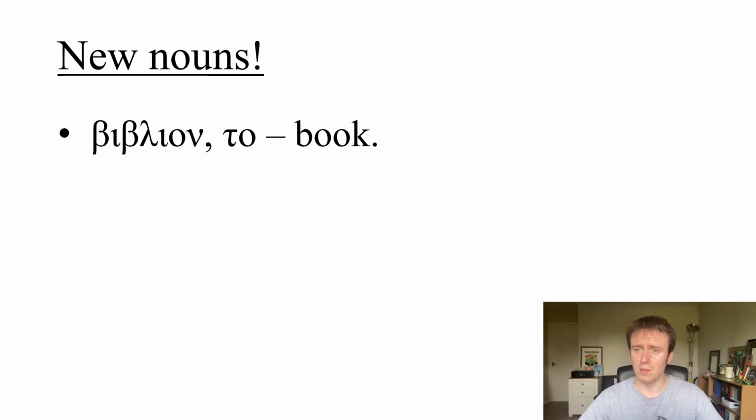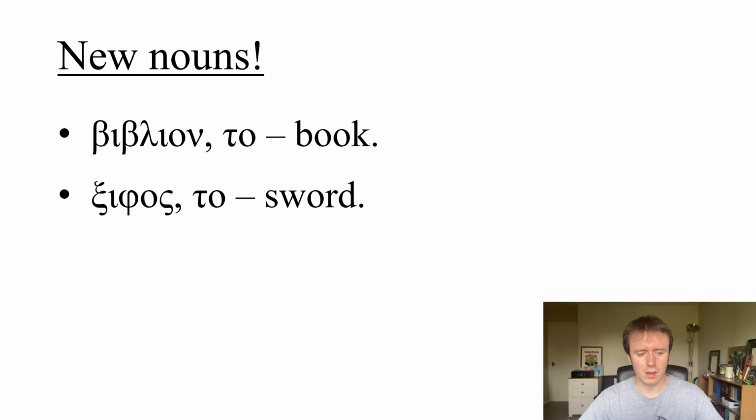The second word I want you to meet is xipos. Xipos means sword, okay? A xipos is a sword. And you can see from the to that xipos is also a neuter noun. Now I think that many, if not all, of the neuter nouns that I've shown you up to this point have ended in on, omicron nu, in the nominative singular. So for example, ploion ends in on, so does paidion. Paidion also ends in on, and so does biblion. But xipos ends in os.